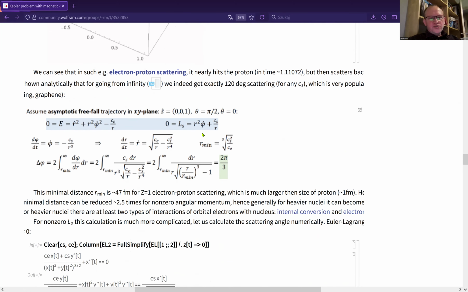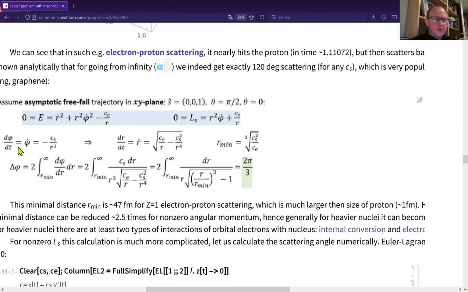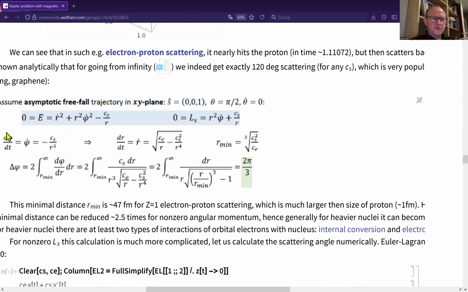Okay, so here is the calculation that we get exactly 120 degrees. So we have these two conservation laws: one is energy, and one is angular momentum perpendicular to our spin. And here it is assumed that they are 0. So angular momentum 0 means free falling. Energy equals 0 means falling from infinity, so this is this asymptotic falling. In practice, it's non-zero, but for 0, we can calculate this is exactly 120 degrees. So let's assume this is indeed 0. So here we have this derivative of change of phase.